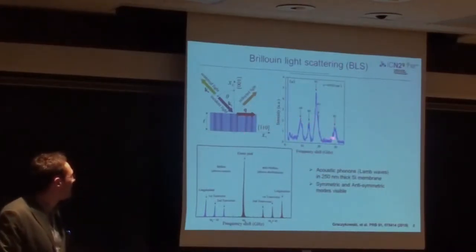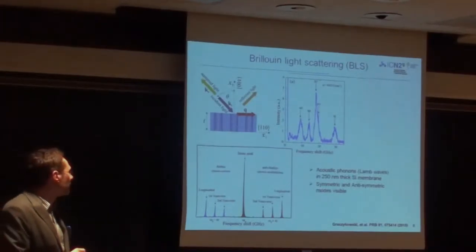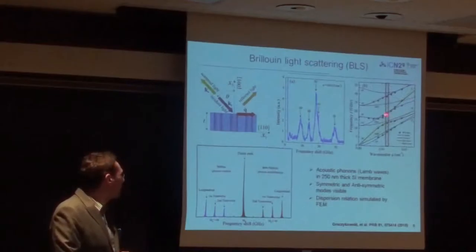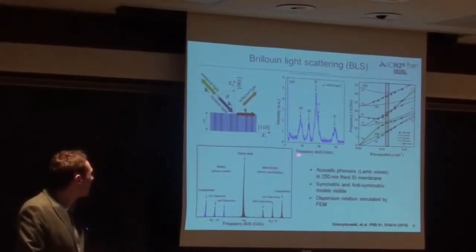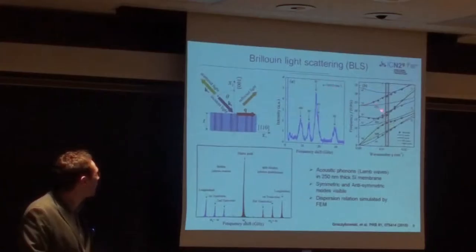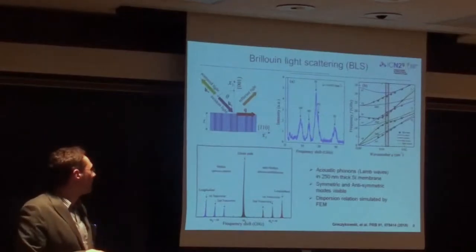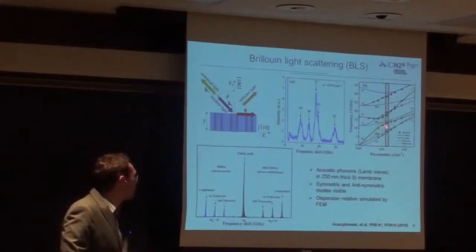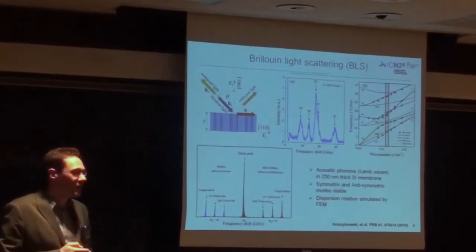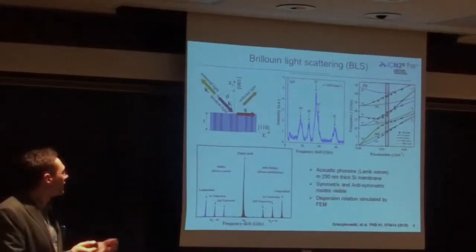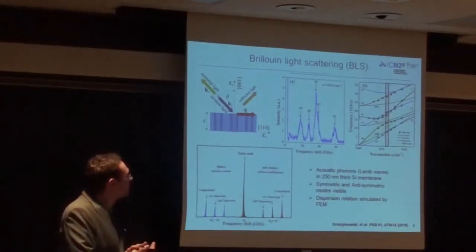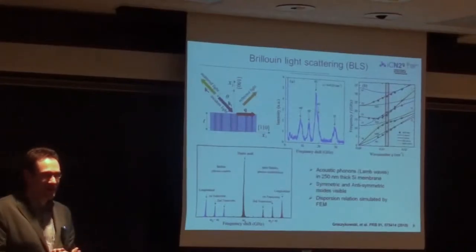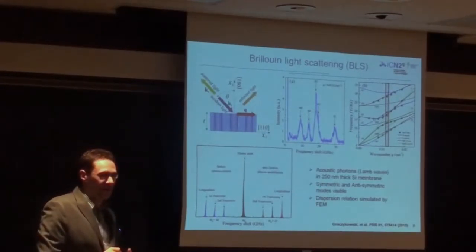So that would be a typical BLS spectrum. You see here the symmetric and the antisymmetric modes for a 250 nanometer thick silicon membrane. And if you then consider the wave vector for which this was measured, this is here a very small q, then you can see that you just obtain these frequencies. And if you then tune the angle, you can basically probe the dispersion relation in the center of the Brillouin zone. And we compare this with finite element modeling for the symmetric and the antisymmetric mode. And you can see that there's an excellent agreement. So you can basically use this technique to measure the dispersion relation of the acoustic phonons in this kind of suspended silicon membranes.